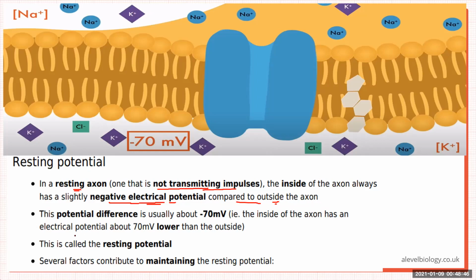So this potential difference is usually about minus 70 millivolts, right? It means the inside of the axon has an electrical potential about 70 millivolts lower than the outside. This is why, relative to the outside, it is comparatively negative. This is what is known as a potential difference, and this difference is what we call the resting potential. It is maintained at this value, and there are several factors which contribute to maintaining this resting potential.